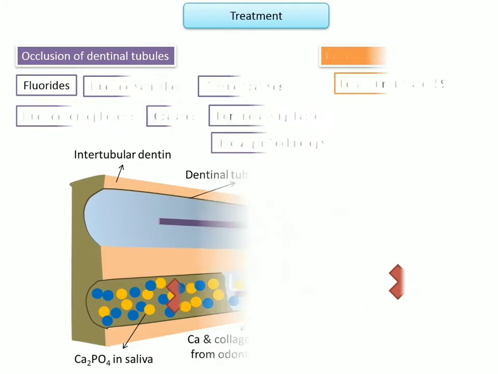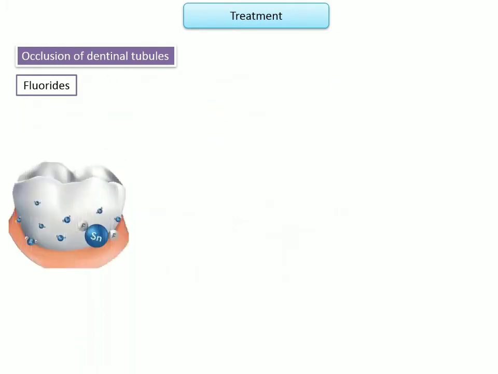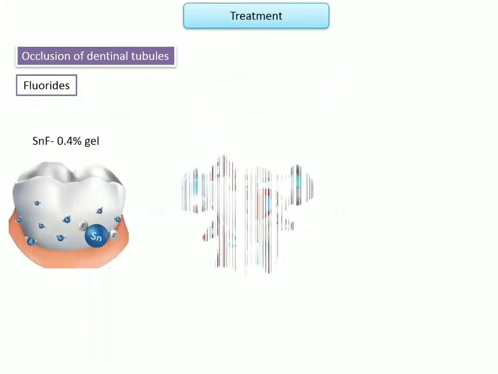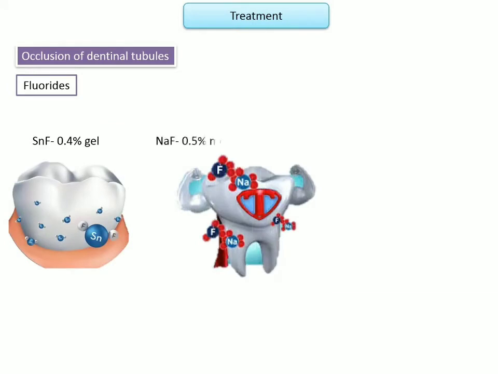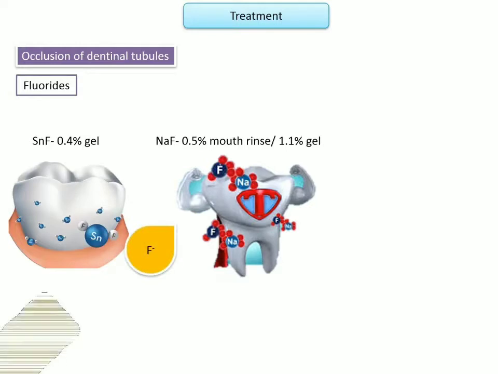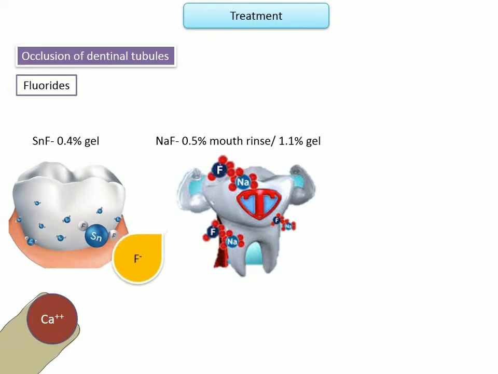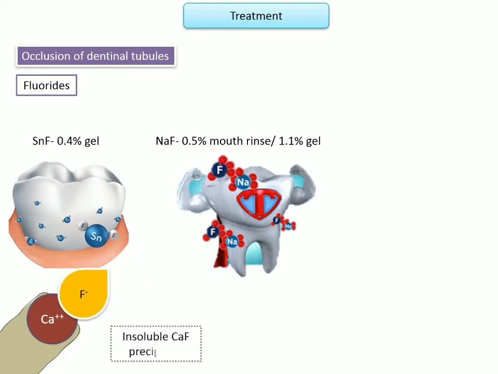Fluorides. Patients can apply stannous fluoride in a 0.4% gel or sodium fluoride in a 0.5% mouth rinse or a 1.1% gel. Fluorides reduce the permeability of dentin, probably by precipitation of insoluble calcium fluoride inside the dentinal tubules, and reduce sensitivity. Fluoride application is believed to work through a reaction between the fluoride ion and ionized calcium in the tubular fluid. This reaction forms an insoluble calcium fluoride precipitate in the tubules, thus blocking them.